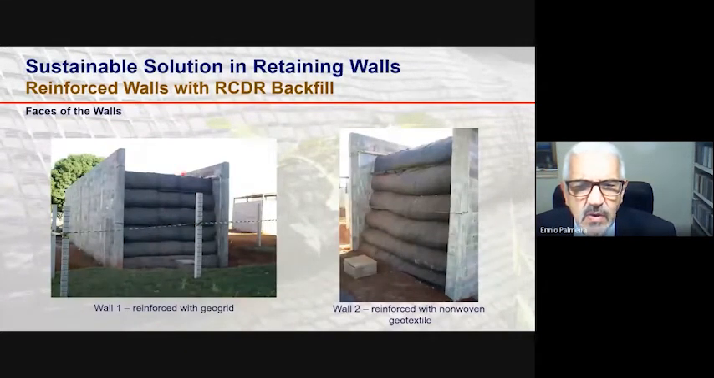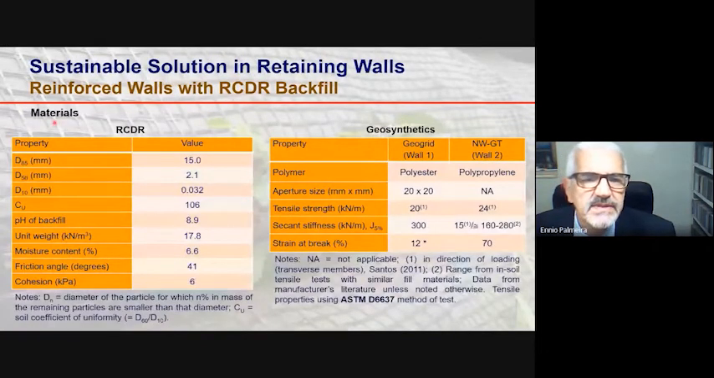So here you see an image of wall 1 reinforced with geogrid at the end of construction, and here you see an image of the face of wall 2 reinforced with non-woven geotextile. Because in this region you don't have confinement of the geotextile, you see a more significant bulging of the reinforcement than in the solution with geogrid reinforcement. This table shows the properties of the materials, the recycled construction and demolition residue, its main geotechnical properties in terms of particle size, friction angle and cohesion. And here the properties of the geosynthetic reinforcement.